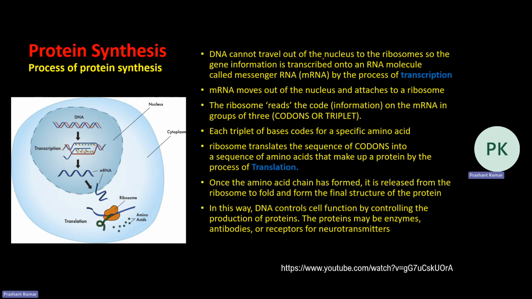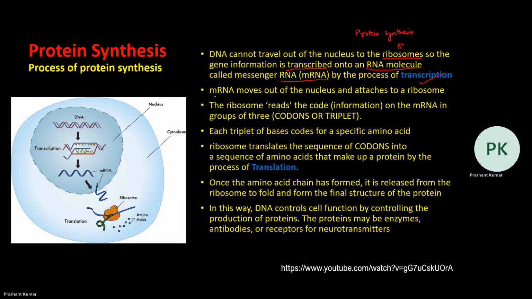So DNA cannot travel out of the nucleus to the ribosome. Ribosome is a cell organelle and it performs protein synthesis. So protein synthesis is done by ribosome. That is why we call them a protein factory. So the gene information is transcribed into an RNA molecule, and this RNA molecule is mRNA. And by which process? Transcription. So first, the DNA is going to make mRNA in the cell.